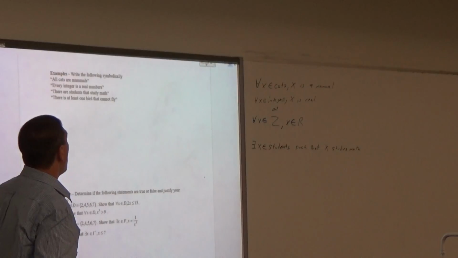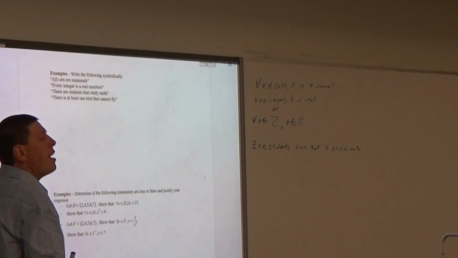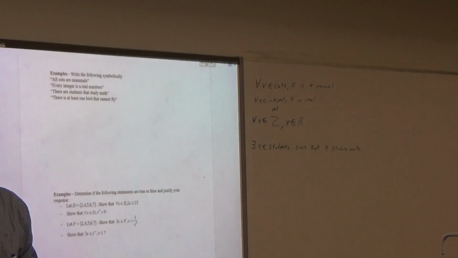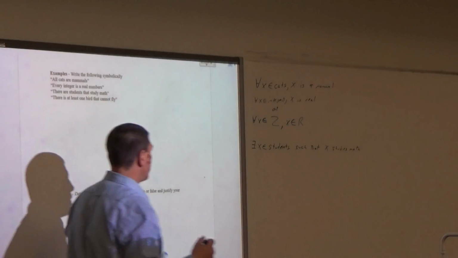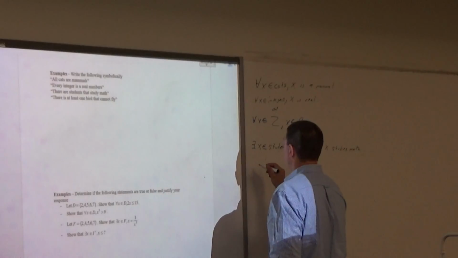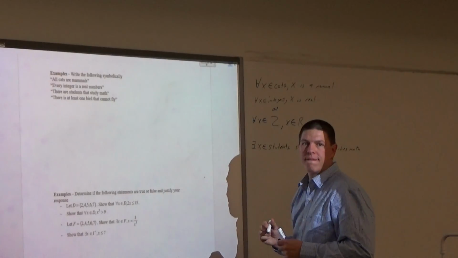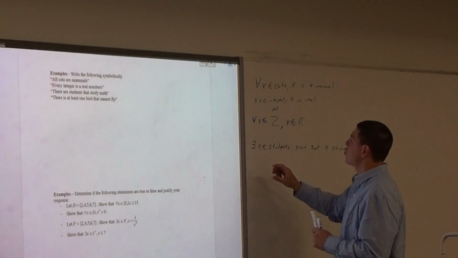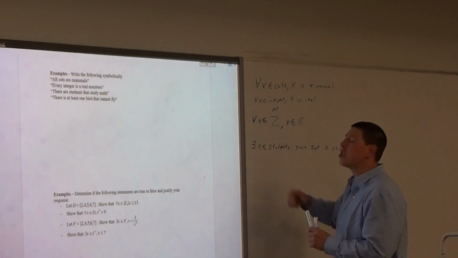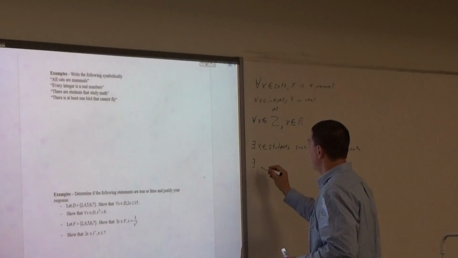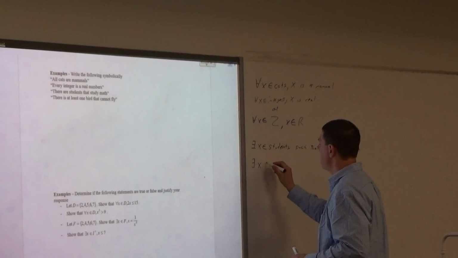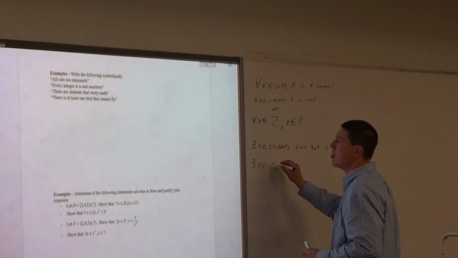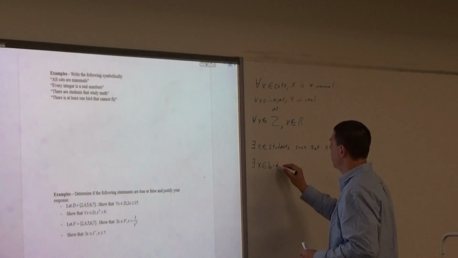There's at least one bird that cannot fly. Again, we don't care if it's true or not. Does somebody want to take a guess at how to write that? There exists at least one bird that cannot fly. Symbolically, the first thing I would write is the backwards E, then x, then the element symbol, then birds. So x an element of birds.